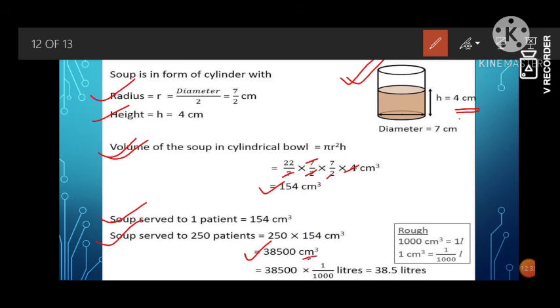Now it is given in centimeter cube. Let us find it in liters. So we know 1000 centimeter cube is equal to 1 liter. So 1 centimeter cube will be 1 by 1000. So we will divide 38,500 by 1000, which will provide us with 38.5 liters. So the hospital has to serve 38.5 liters of soup daily for 250 patients.